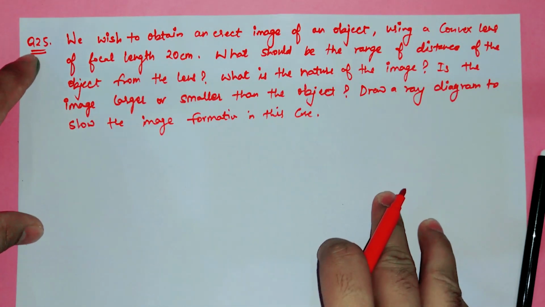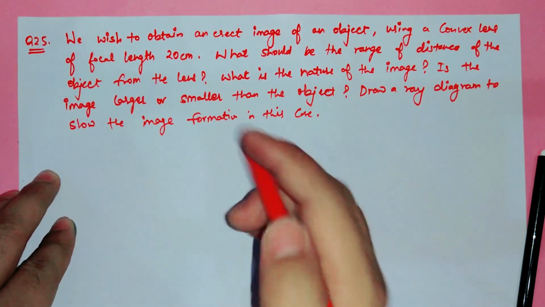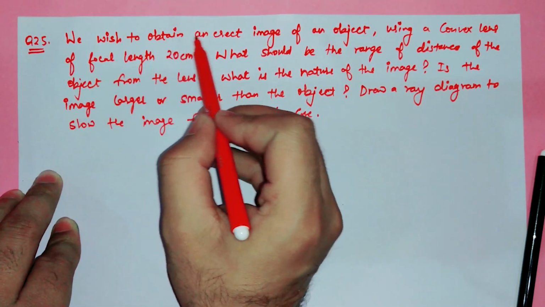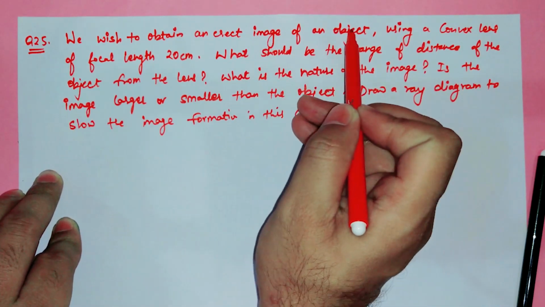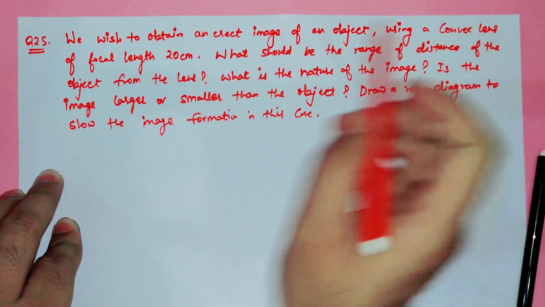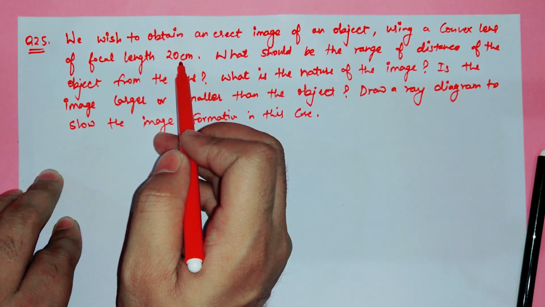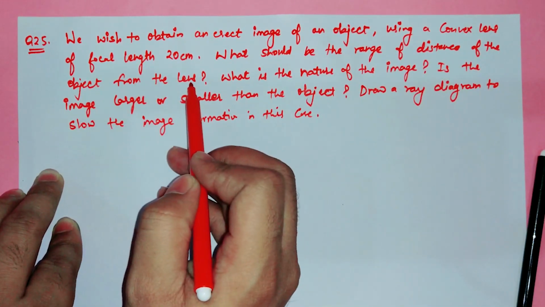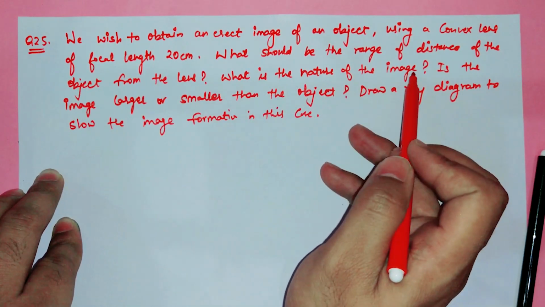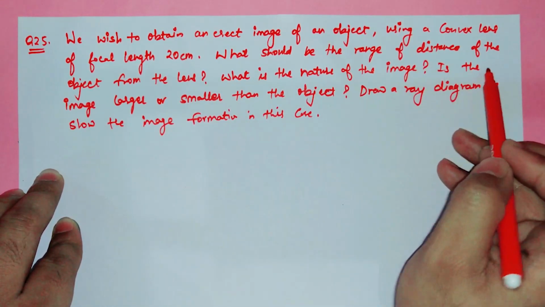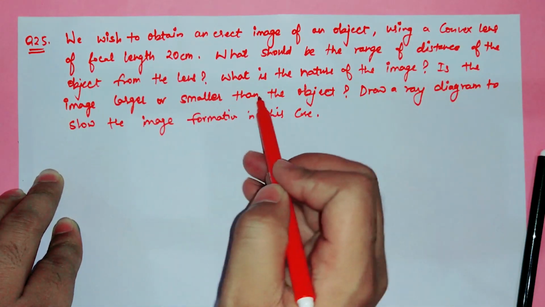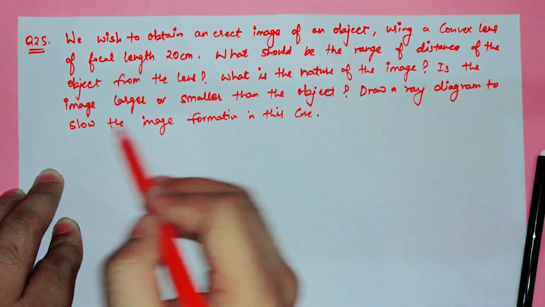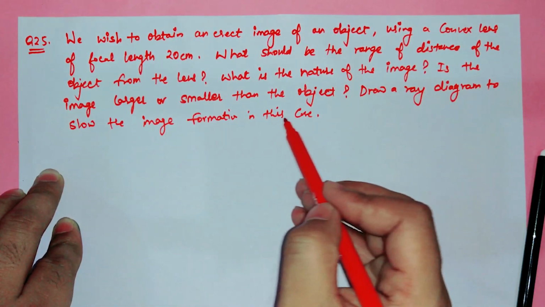Now this is question number 25, which is: we wish to obtain an erect image of an object using a convex lens of focal length 20 cm. What should be the range of the distance of the object from the lens? What is the nature of the image? Is the image larger or smaller than the object? And draw a ray diagram to show the image formation in this case.